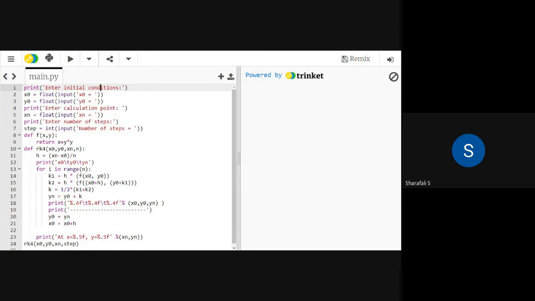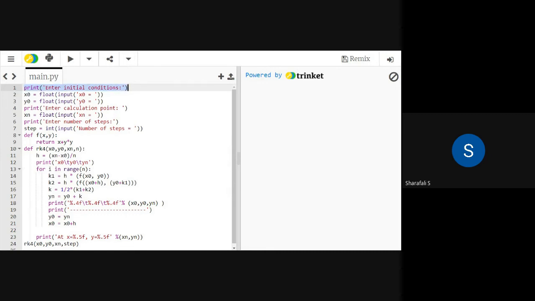As you can see in this window, this is a very simple program, similar to that of Euler's method. In the first line I have written the initial conditions. Print enter initial conditions, which means whatever initial conditions we have to give, we have to provide in this part of the program.